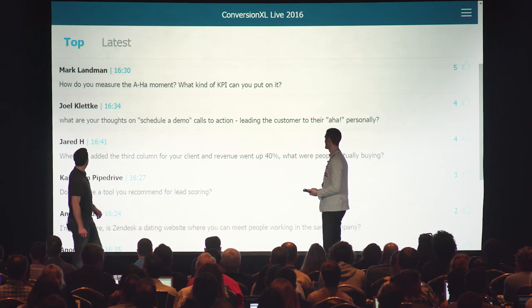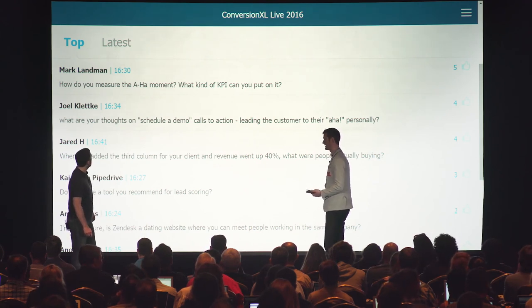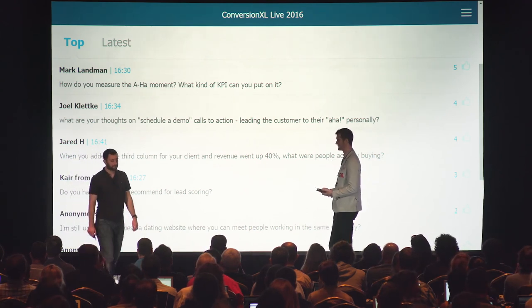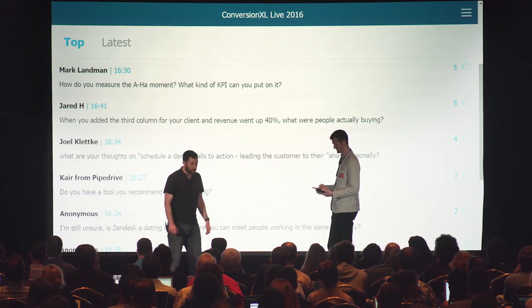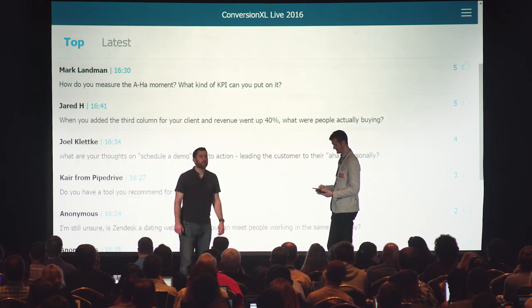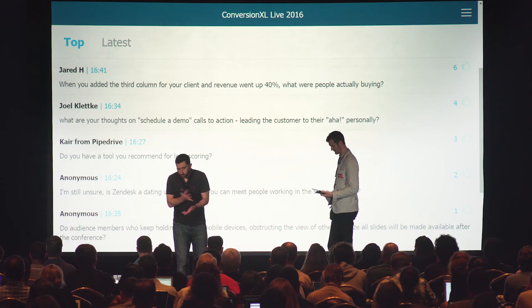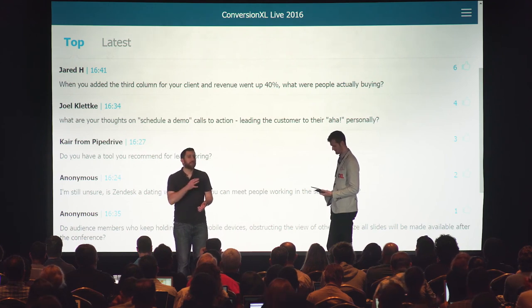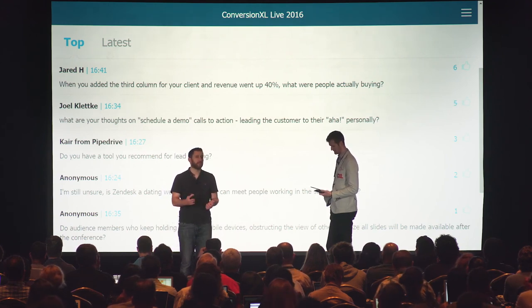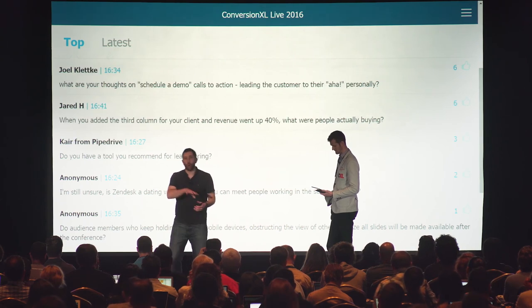How do you measure the aha moment? Any KPIs? Good question. Doing a ton of user testing. So showing the product to someone for the first time, and asking them the question, like, when did you see value from the product? If you can sit with the person when they start to use a product, it becomes much easier to see that. Or you can see that in the data.